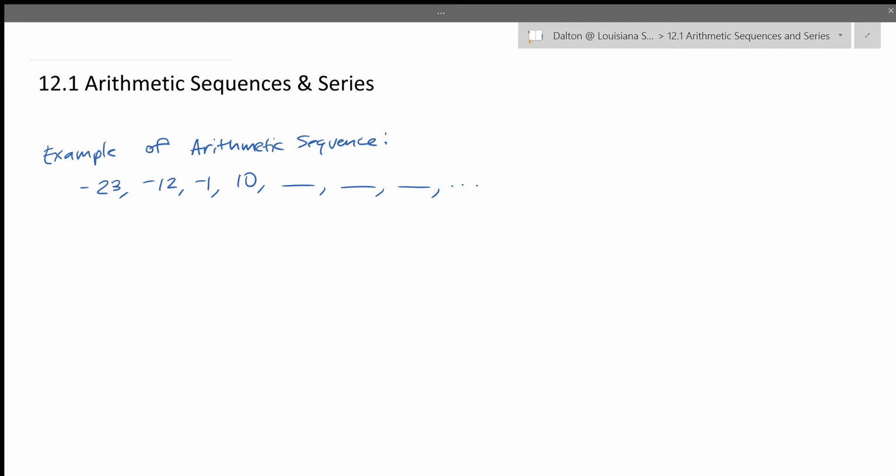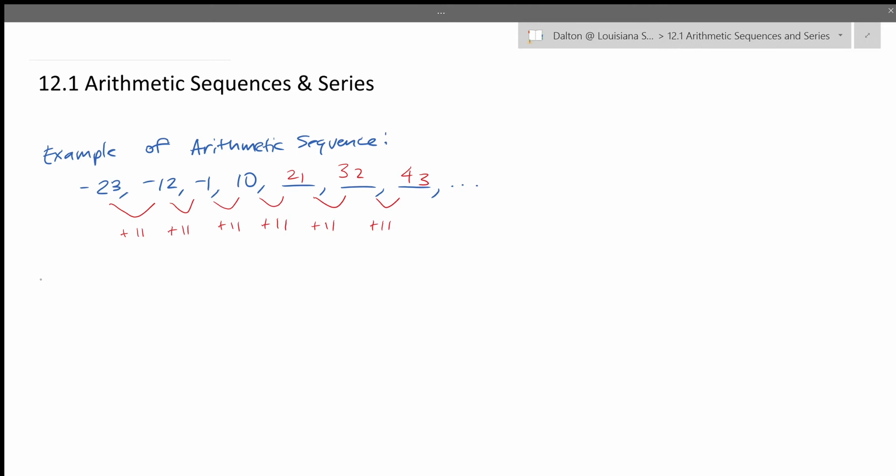Right? So if I want to figure out, okay, how did I get from negative 23 to negative 12? Well, I added 11. Same thing, negative 12 to negative 1, I added 11. Negative 1 to 10, I add 11. So then 10 plus 11 is 21. 21 plus 11 is 32. And 32 plus 11 is 43. And so on with the pattern repeat.